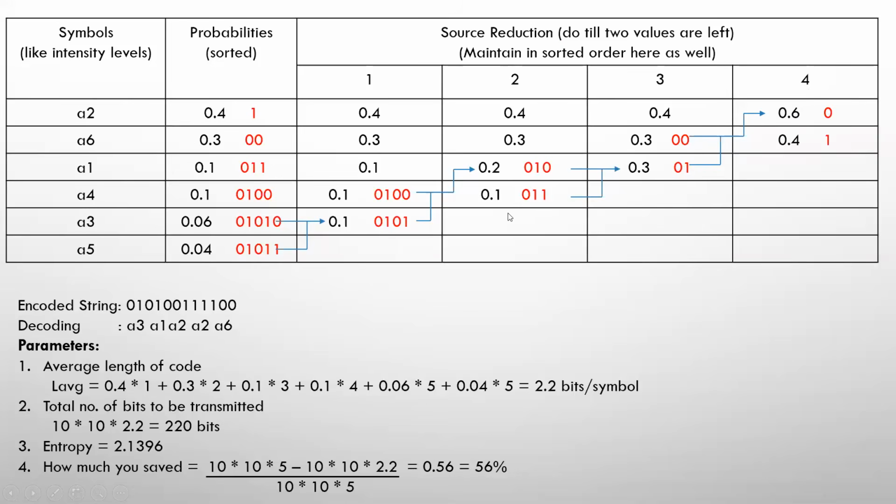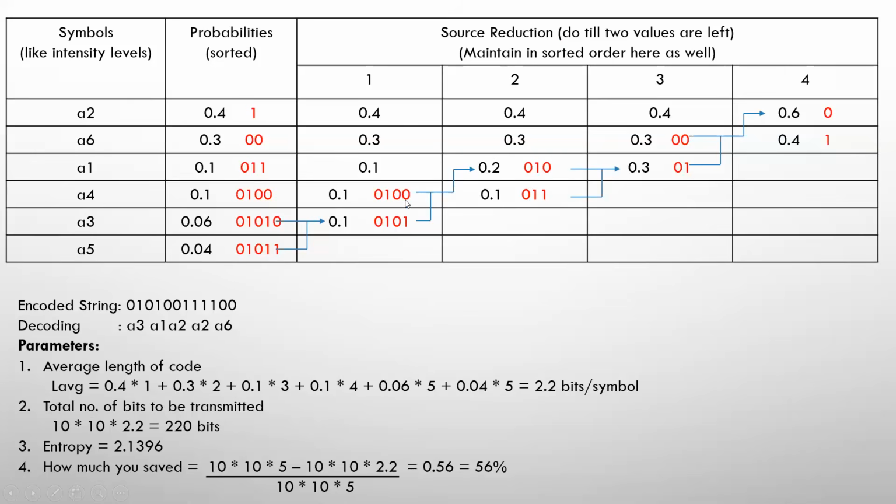Similar fashion I'll be following throughout. Like this 0.3, this 0.3 came from addition of 0.2 and 0.1. So 0.3 is having value of 0, 1. I'll write 0, 1 over here and 0, 1 over here. Now append 0 here and 1 here. So this will have 0, 1, 0 and 0, 1, 1.